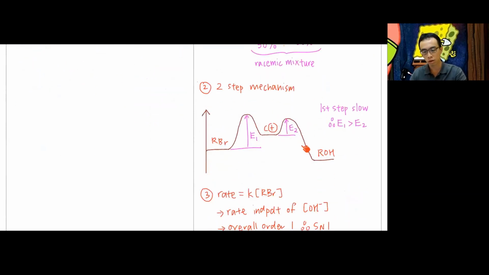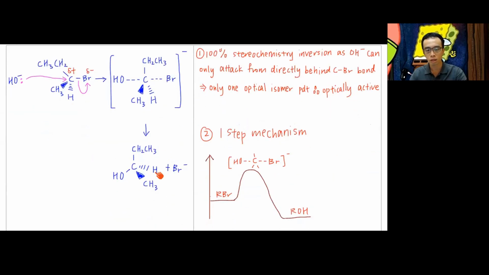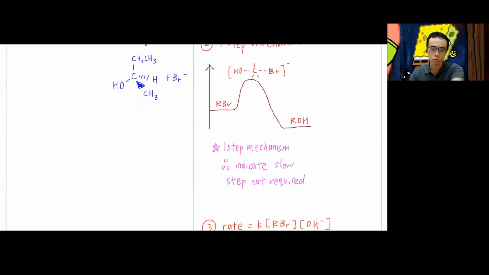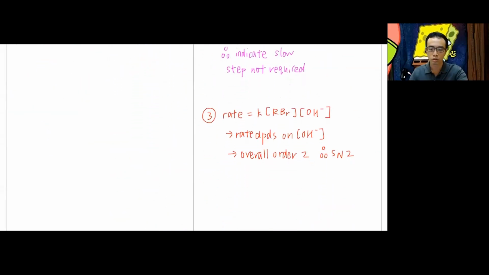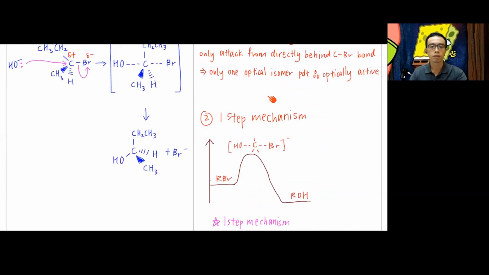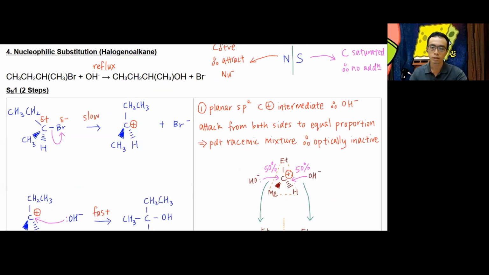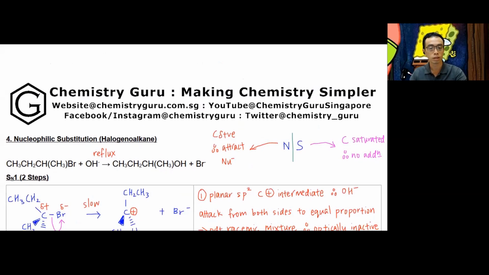Stereochemistry, the number of steps, and the rate equation for SN1. SN2, we will do the same thing. We will do this comparison. So the mechanism, we put it on the left-hand side. The description, we put it on the right-hand side. Then later, we also want to do a comparison involving the nature of the halide. Different halides will favor the SN1 or SN2 mechanism, but we will talk about it subsequently.